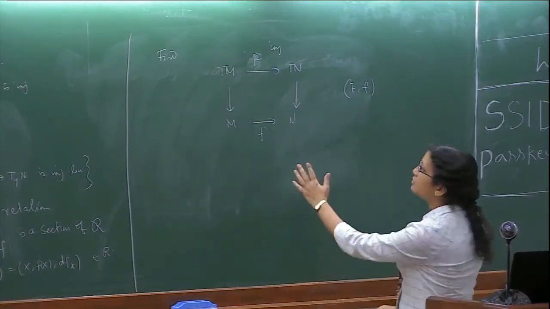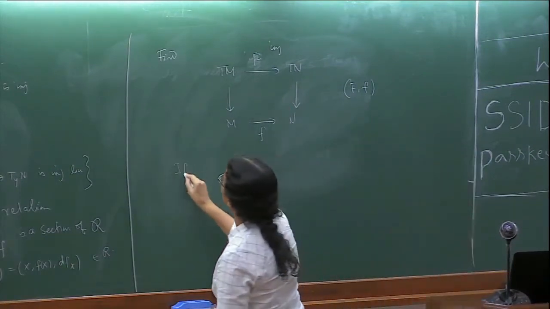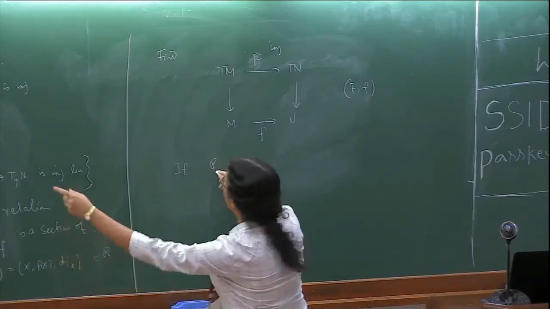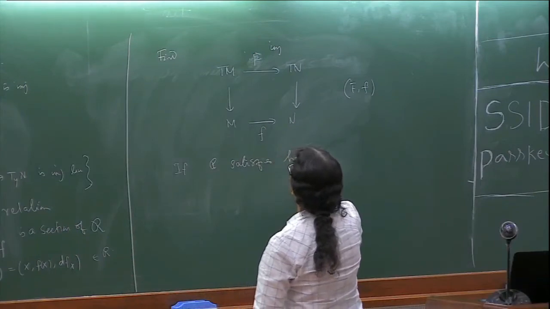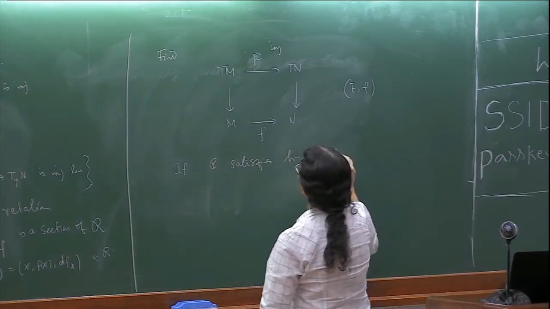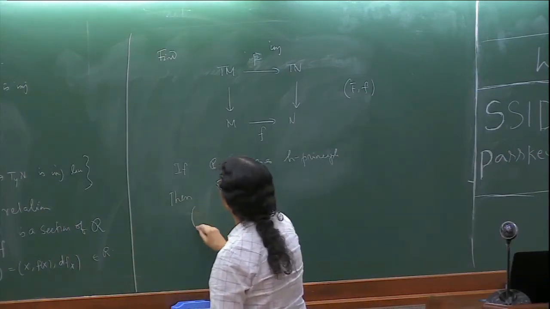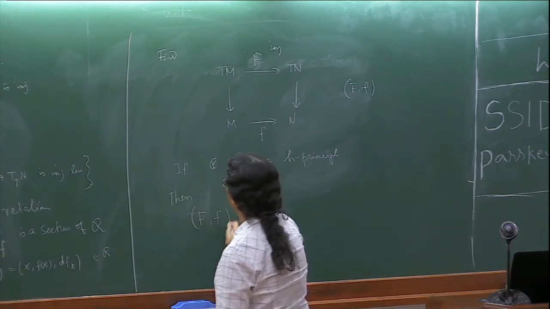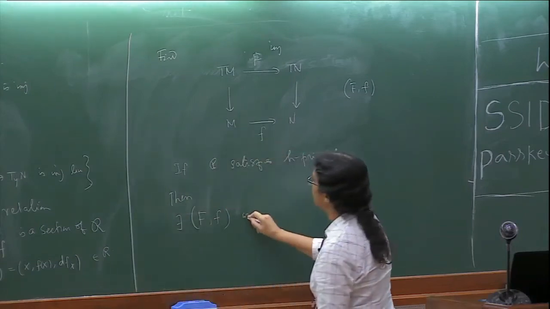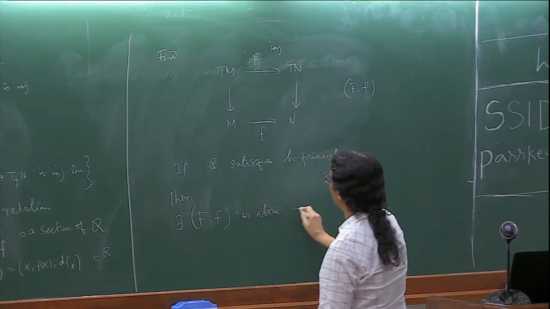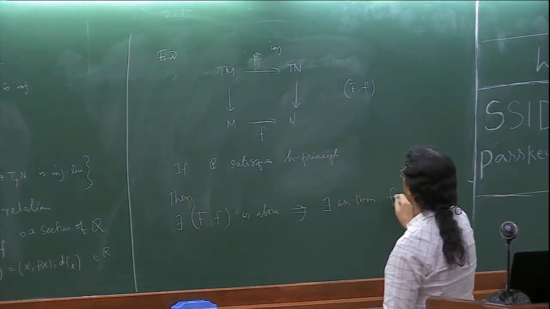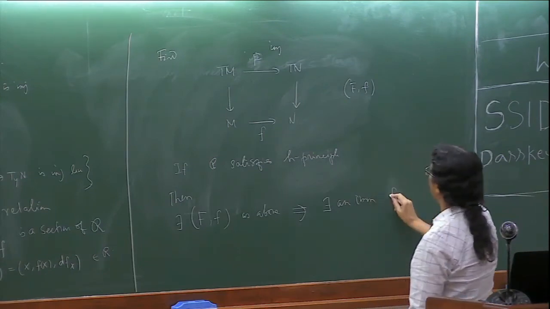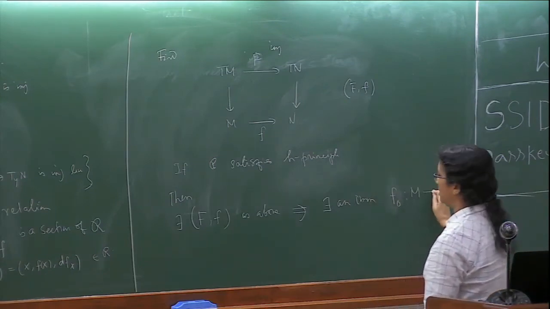Okay? So that will ensure that if this R satisfies the h-principle, then existence of (F, F-bar) as above will imply there exists an immersion f0 from M to N.